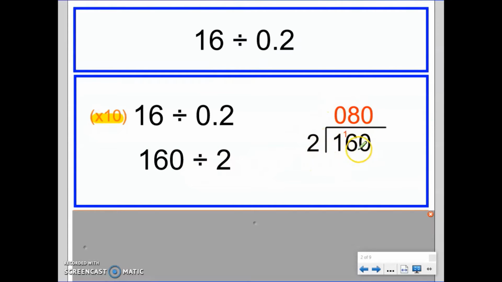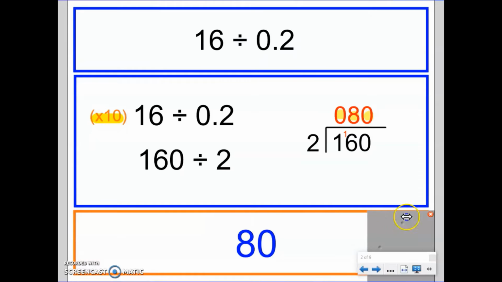Or you could have set it up in the bus stop method of division, or any method of division that you're comfortable with. I'll just talk you through this bus stop method of division. How many 2s go into 1? The answer is 0, and the 1 moves over next door. How many 2s go into 16? The answer is 8. How many 2s go into 0? The answer is 0, leaving me with an answer of 80. So the answer to this question is 80.